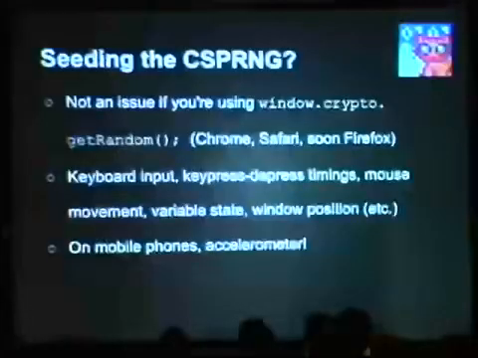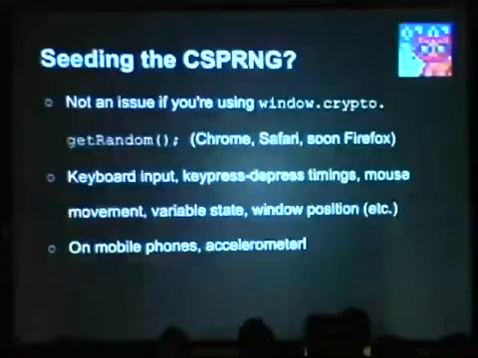Seeding means that, in computers, unless you're using quantum computers or quantum state hardware, you don't have true randomness. So you have to give it something that's really random, some randomly produced data, for it to use to produce randomness. We call this the seed, as I'm sure a lot of you know. Not an issue if you're using window.crypto.getRandom, since it's self-seeded. So Chrome and Safari are done, and Firefox soon, apparently. I hope so, Firefox devs.